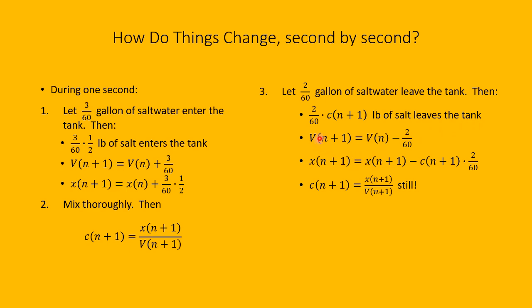So that tells us that the new amount of salt in the tank is going to be reduced by this concentration times 2/60ths. The volume of fluid in the tank at time n plus 1 is reduced by 2/60ths, and the concentration of salt in the tank, in pounds per gallon, is the amount of salt in the tank at time n plus 1 divided by the volume of fluid in the tank at time n plus 1, and that is equal to the number that we previously computed over here.